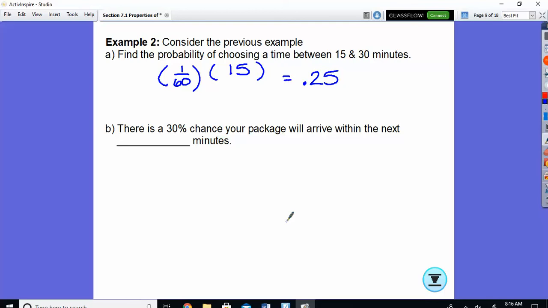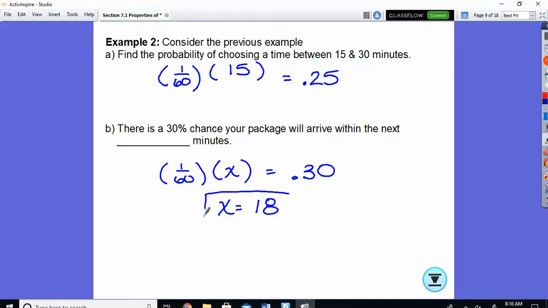All right. The next one, I kind of flipped it around on us. There is a 30% chance your package will arrive between the next blank minutes. Okay, I know my probability is 1 out of 60. This time I'm trying to find my number of minutes, but my probability then has to be 30% or 0.3. So if you multiply over your 60, you get 18. So there's a 30% chance that my package will arrive in the next 18 minutes.